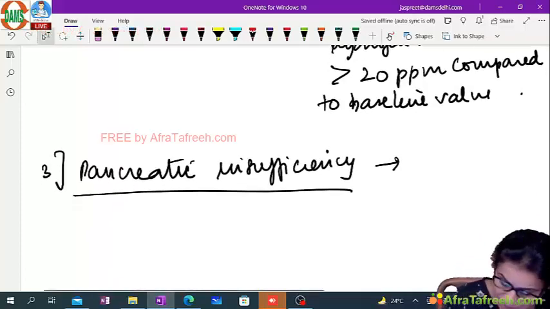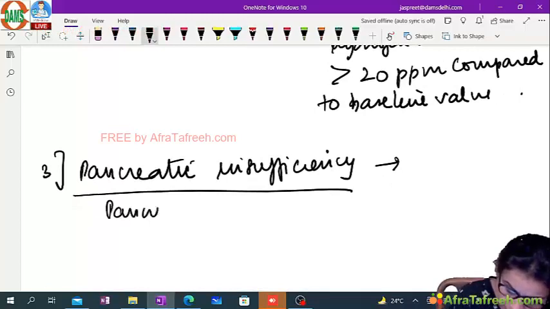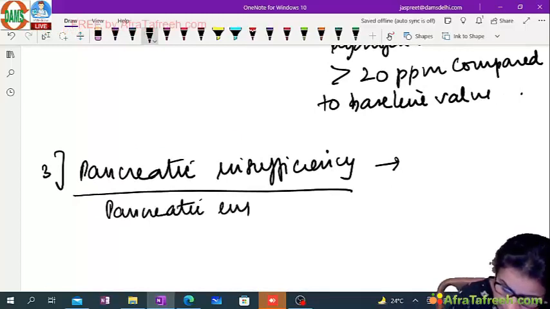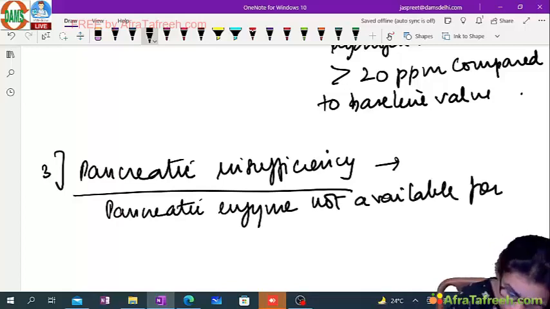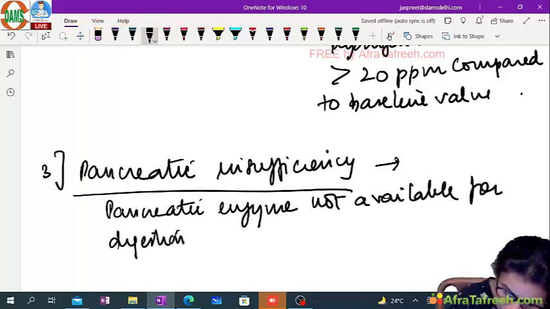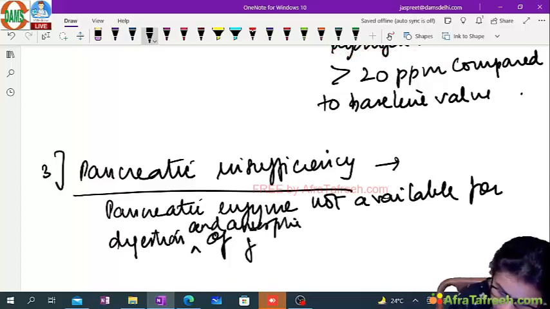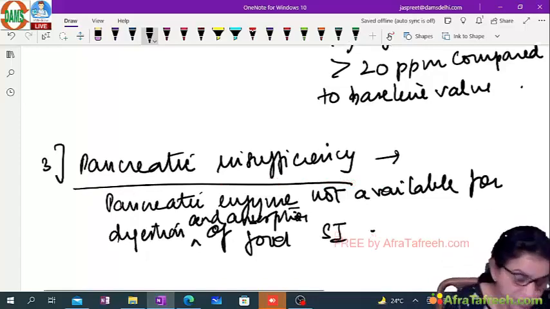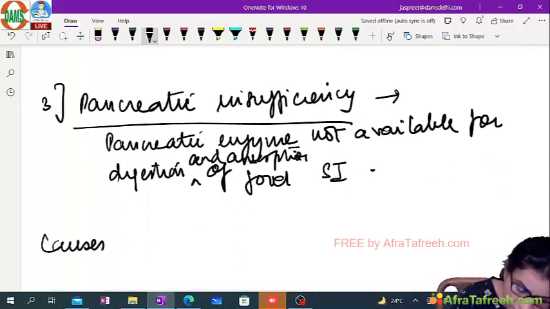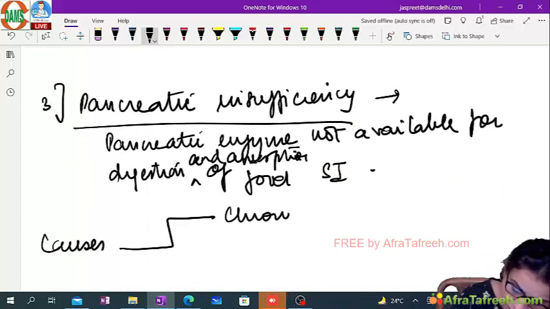So what is pancreatic insufficiency? Pancreatic enzymes are not available for digestion and absorption of food in the small intestine. Causes of pancreatic insufficiency. Number one, chronic pancreatitis.